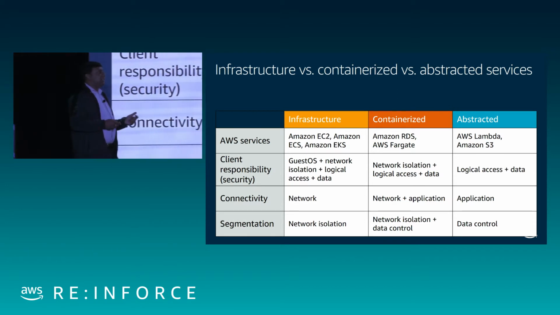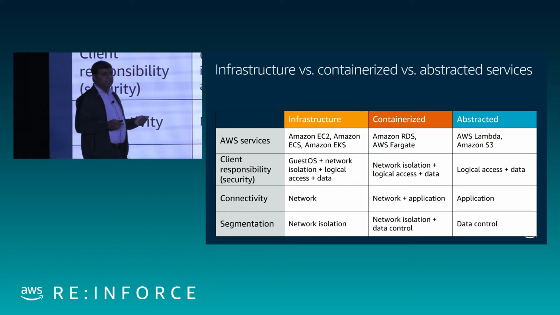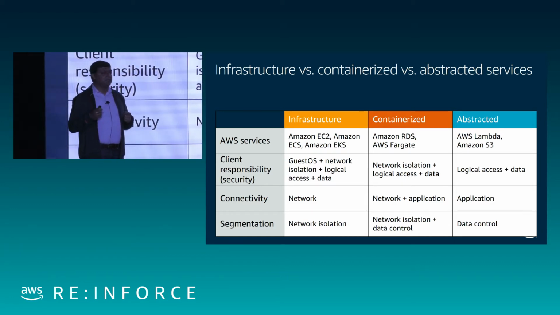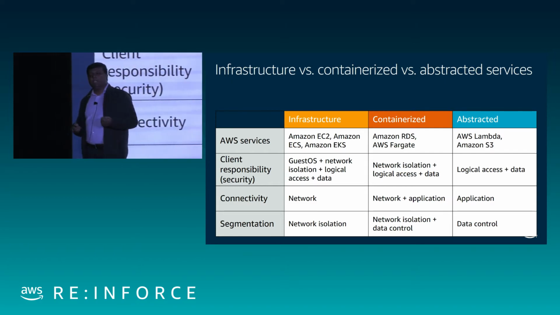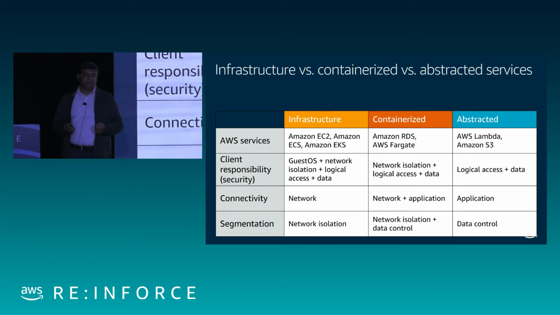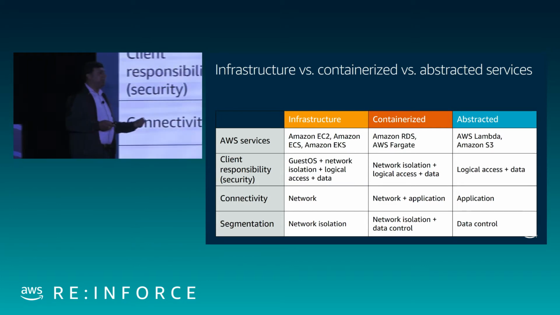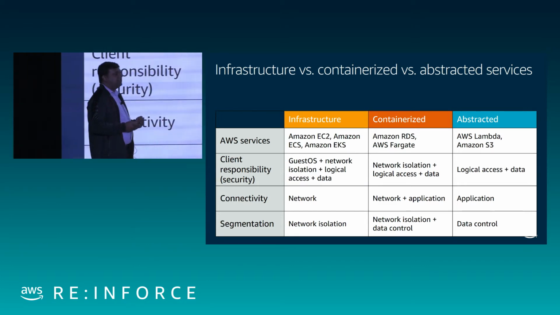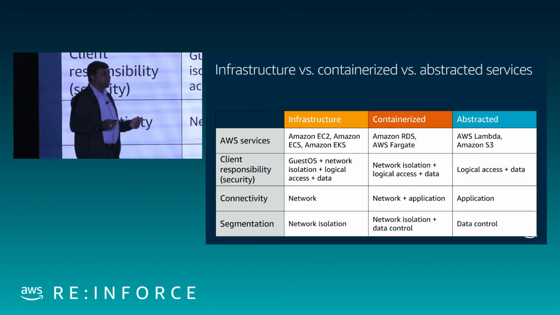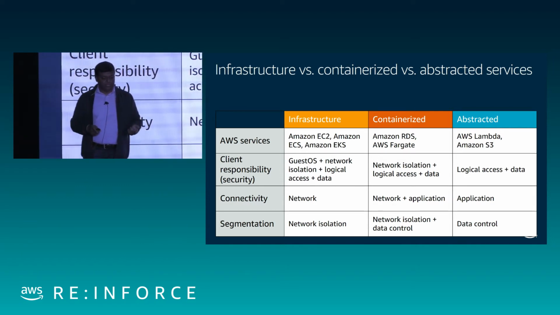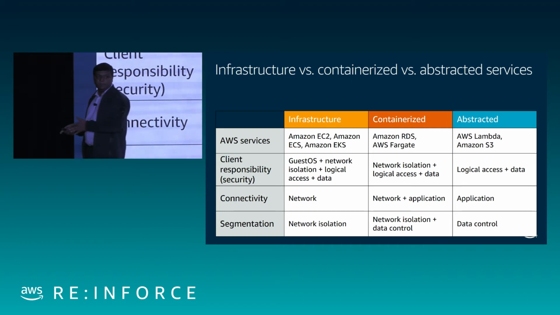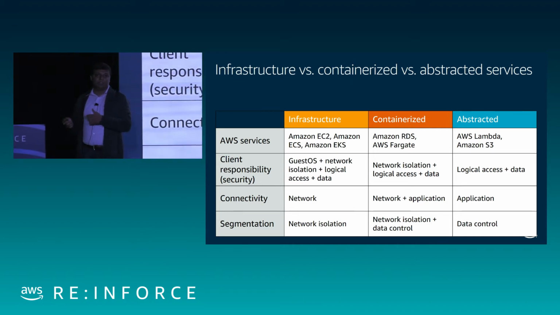This can be like your EC2 instances, ECS or Elastic Container Services, where you have access to the underlying OS. You define isolation for those. The primary form of communication for these services is network communication, and hence your segmentation control has to ensure that network isolation is achieved through your segmentation boundaries.